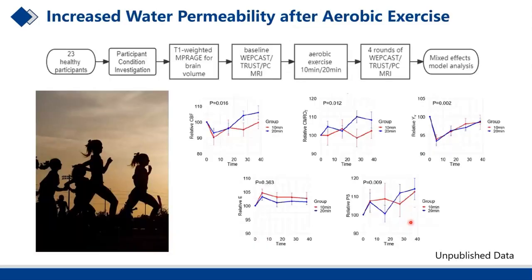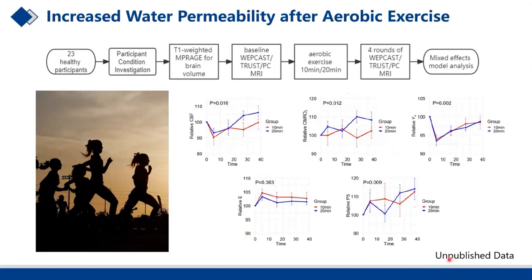In addition to this normal physiological investigation, we also did a small study to look at how the BBB permeability changes after a single bout of aerobic exercise, because we know that aerobic exercise is often used as an intervention or treatment strategy for different neurodegenerative diseases. Here we found that after 10 or 20 minutes of running, the young subjects showed an increase in CBF, and that is similar to some longitudinal studies looking at the CBF changes after exercise. We also see an increase of the CMRO2, especially for that 20-minute group.